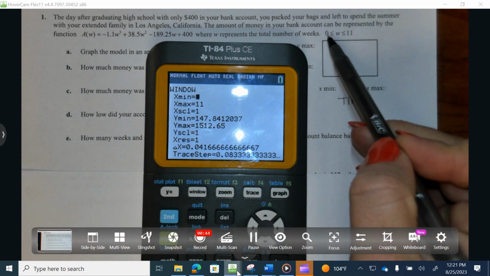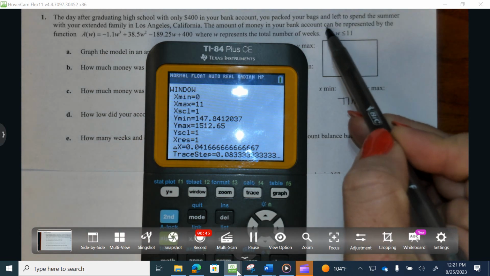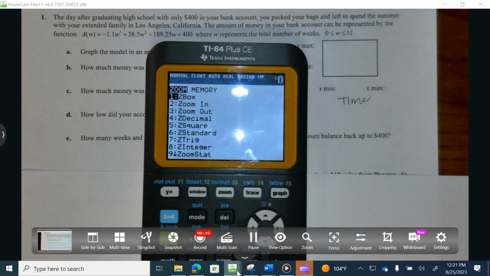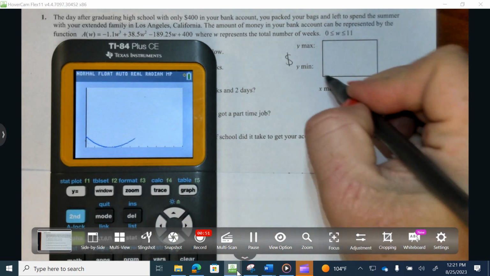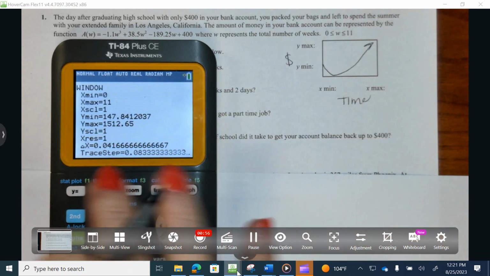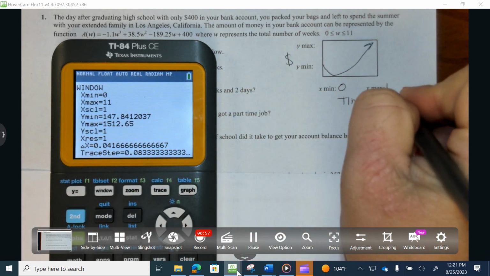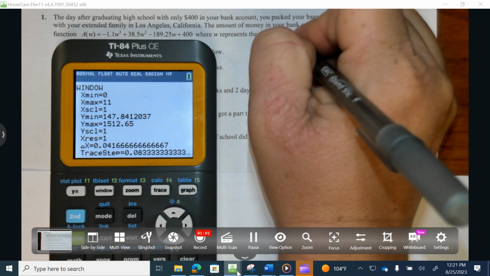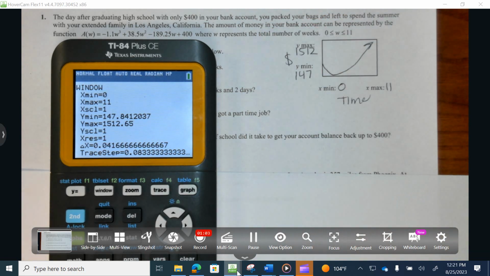I go to Windows. I type in the given information. This is the minimum X. This is the maximum X. And I do zoom fit. I'm going to draw this picture. And then I'm going to go up to Windows, and I need to identify the X min and max, and the Y minimum, and the Y maximum.